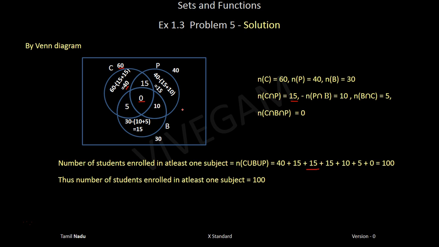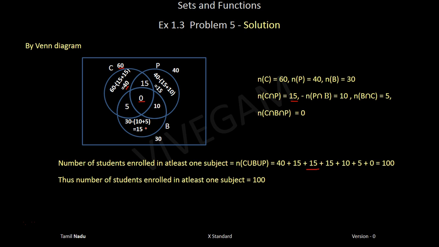The advantage of the Venn diagram, apart from the required answer, is that if they ask us to find only one subject, physics alone, that will get you this answer 50. In chemistry alone it is 40. In biology alone, that is 15. Or they might ask you to tell the number of students enrolled in only individual subjects, either chemistry or physics or biology, then it will be 40 plus 15 plus 50.